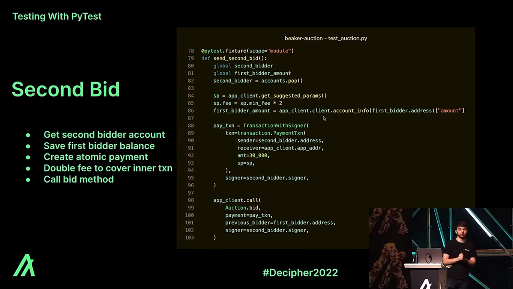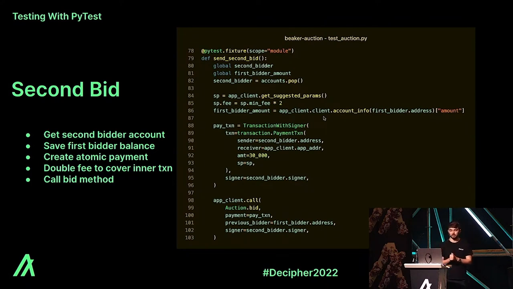And now we have our second bid, and this is very similar logic to our first bid. The main difference here is that when we send that second bid, we need to figure out who the first bidder was and add them to the application call so we can return their payment. So we're getting our suggested parameters, but we're doubling our fee here. If you remember, we set our inner transaction fee to a hard-coded zero, and we're doubling this outer fee so that the zero transaction fee is made up for in this outer transaction call, which is why we're doubling it.